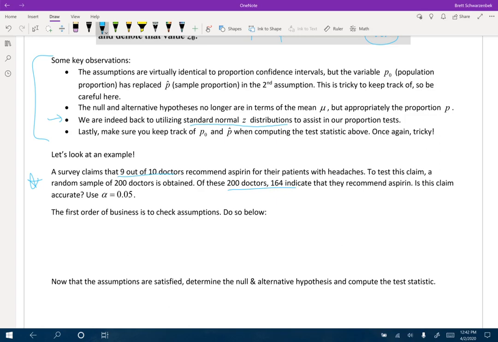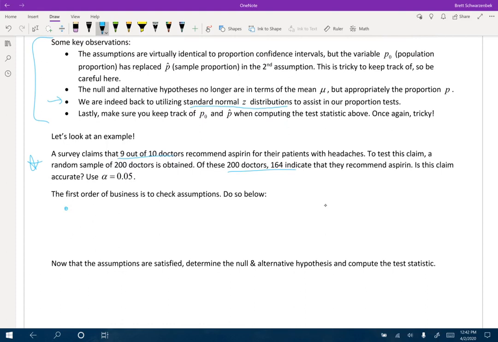So first things first, assumptions. So our assumption is we need a random sample. So right in the beginning they said 200 doctors, so that's okay. All right, so that's satisfied. So what else do we need? We need to do n times p is greater than or equal to 5, and n times 1 minus p is greater than or equal to 5. Now note, it's p, not p hat. So right now, we have to go back into our problem and designate what p is and what p hat is. So let's start. So it seems that it says a survey claims 9 out of 10 doctors recommend.